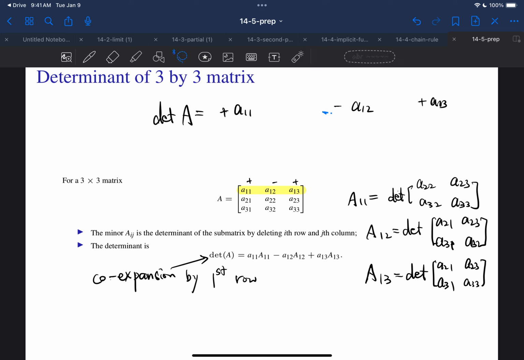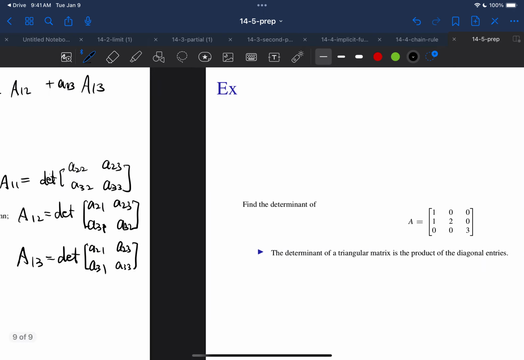And right after A11, you put its minor. After A12, you put its minor. After A13, you put its minor. And this is the formula to compute the determinant of A when A is a 3 by 3 matrix.